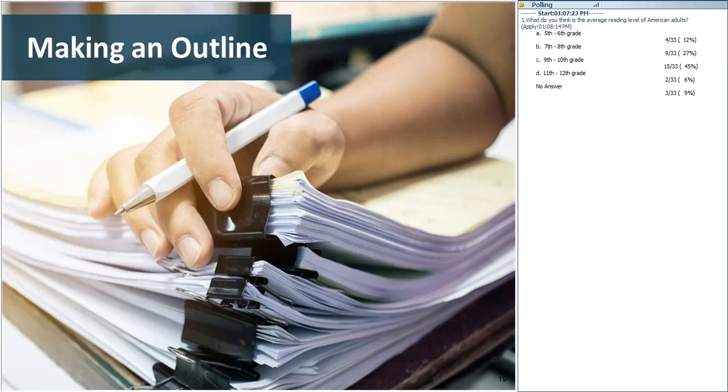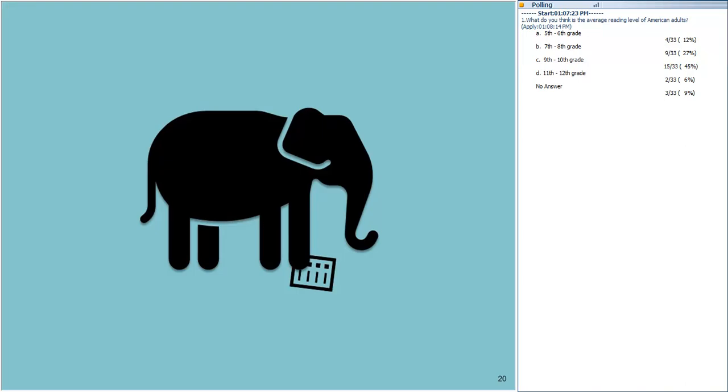So think of an outline as a tool to craft an effective message. Don't worry, your 8th grade English teacher isn't going to look at your outline and mark it up with a red pen. It's a tool for you.